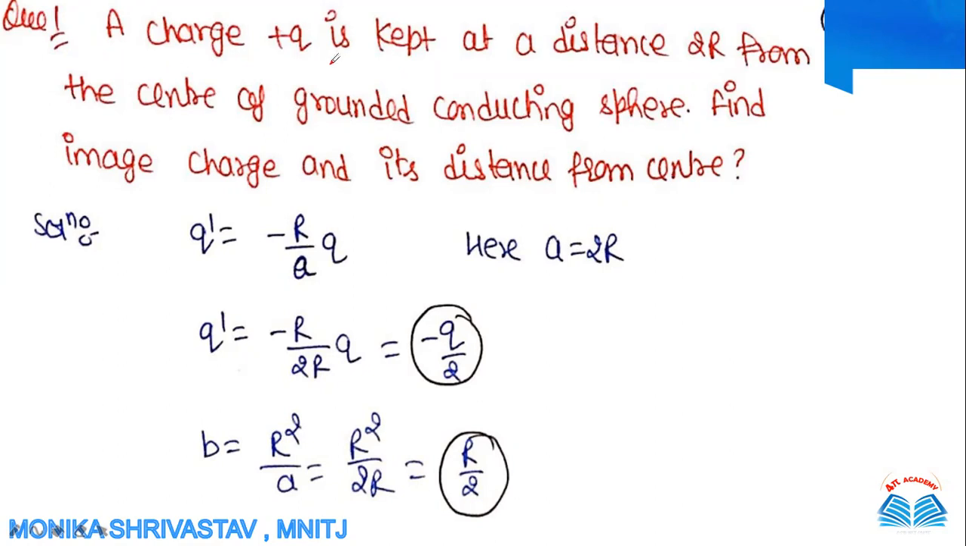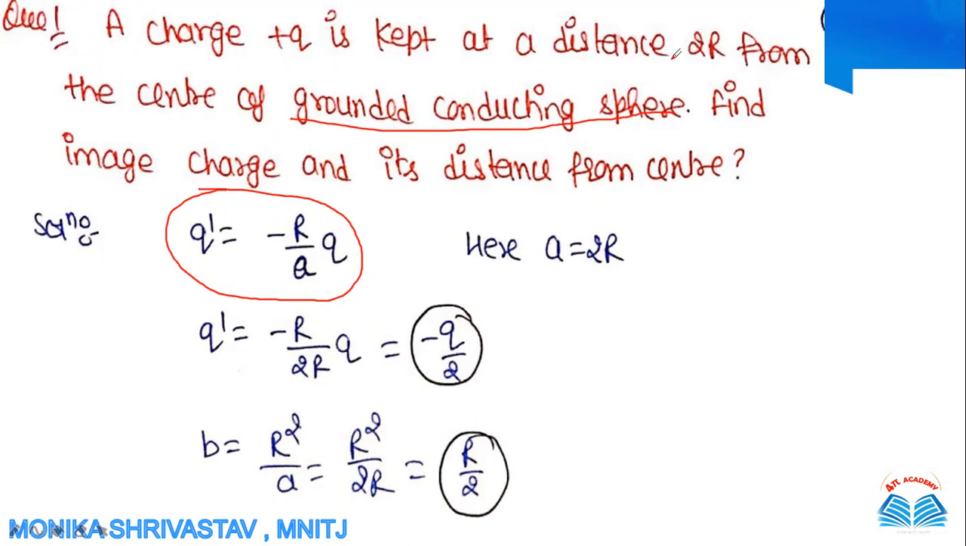A charge plus q is kept at a distance 2r from the center of a grounded conducting sphere. Find the image charge and its distance from the center. So two formulas you should remember. For the sphere, the formula for image charge will be q dash equals minus r q over a. What is a here? A is the distance given in the question.